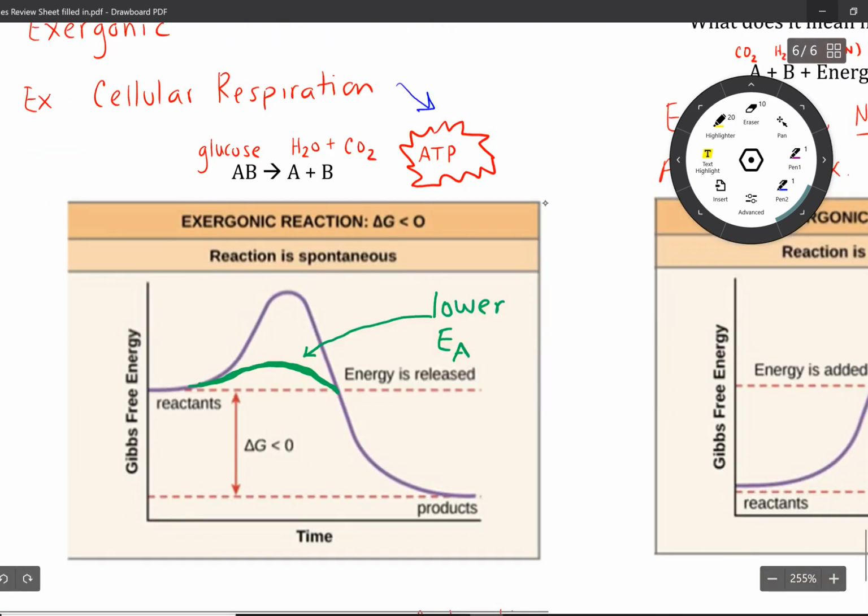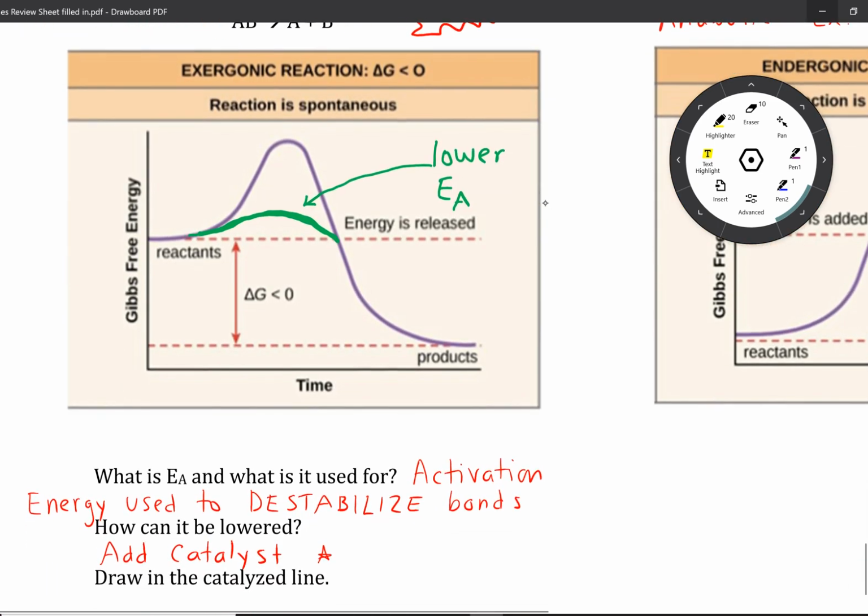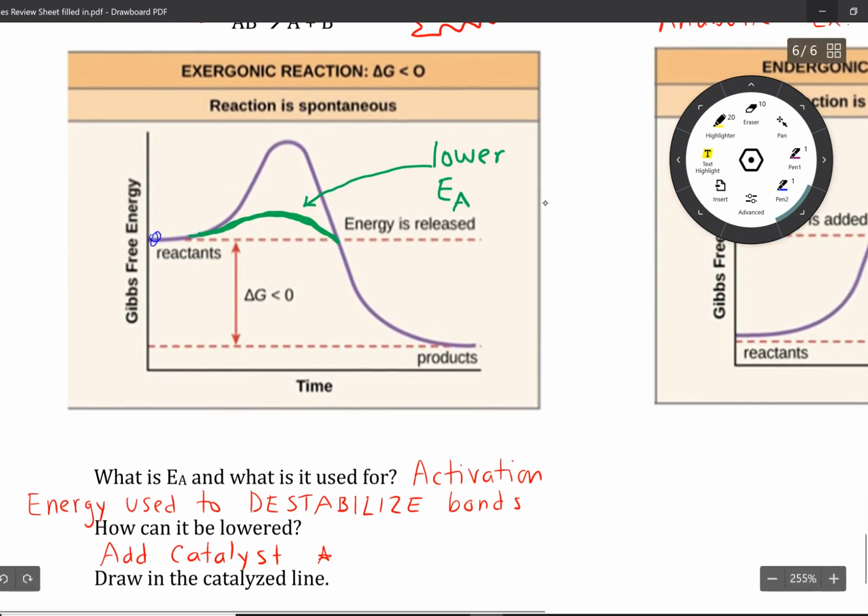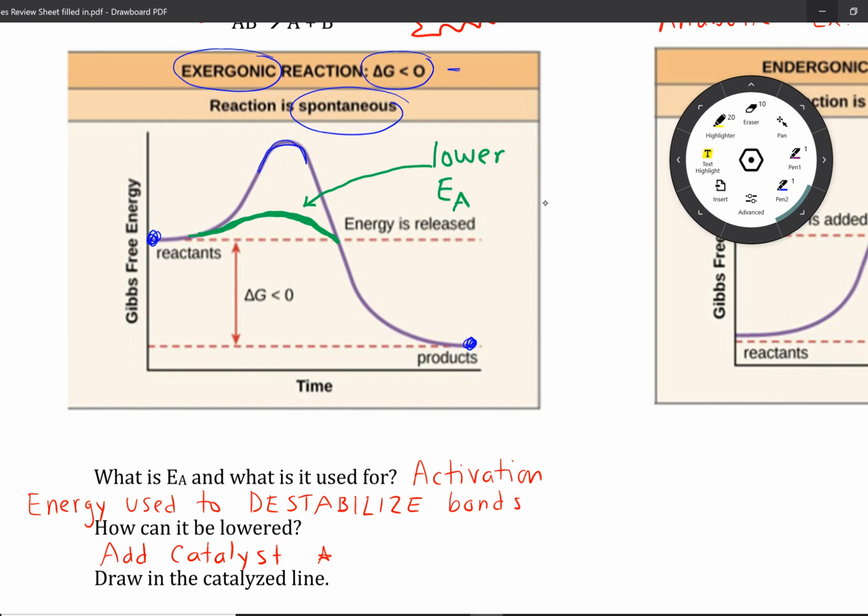So if you look here at this graph, you will see the reactants have a certain energy level. The products are lower than that. So when that happens, it is known as a spontaneous exergonic reaction, where your delta G is less than 0 or negative. Now you notice there's this little bump here. This little bump is called activation energy. And even though the products are lower than the reactants, you still have to get over this bump.